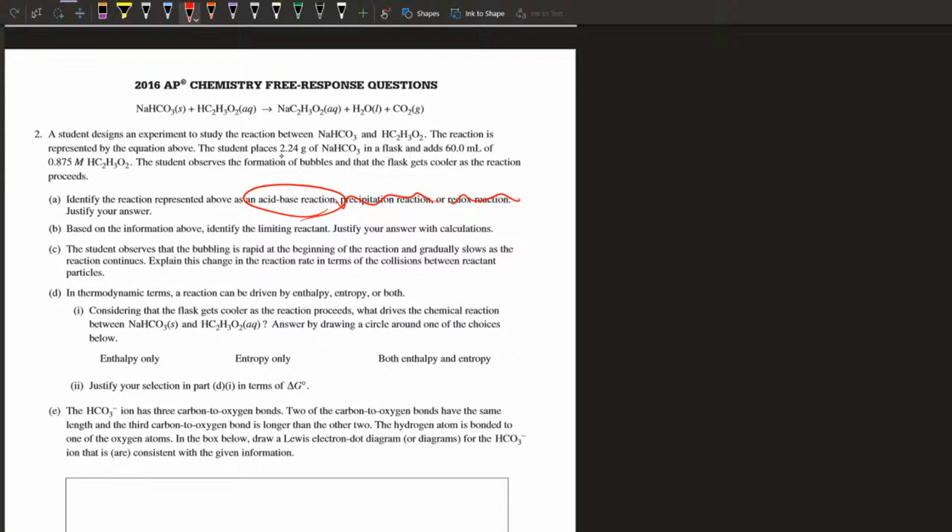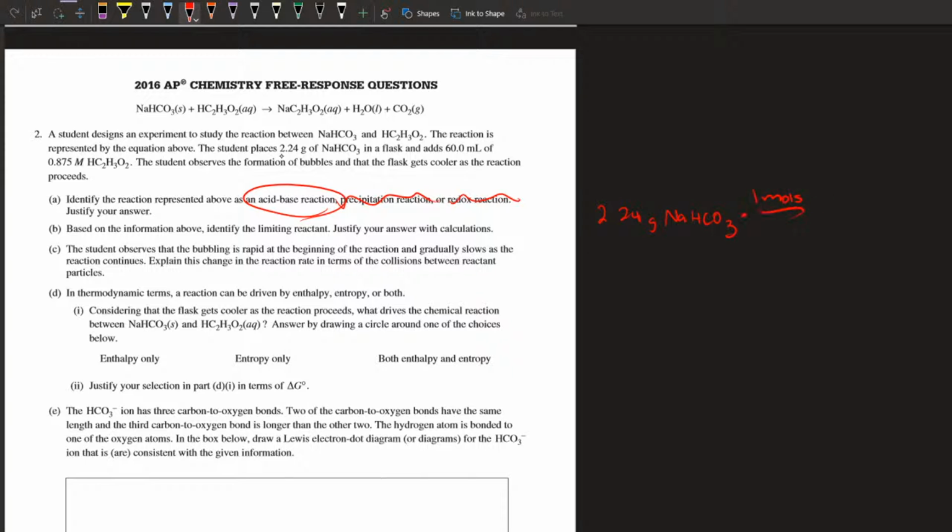So let's look at what we have. The student places 2.24 grams of NaHCO3 in a flask and adds 60 ml of 0.87 molar. So we want to convert this to moles. We want to see which one is the limiting reactant. We're given 2.24 grams of NaHCO3. Let's convert that to moles.